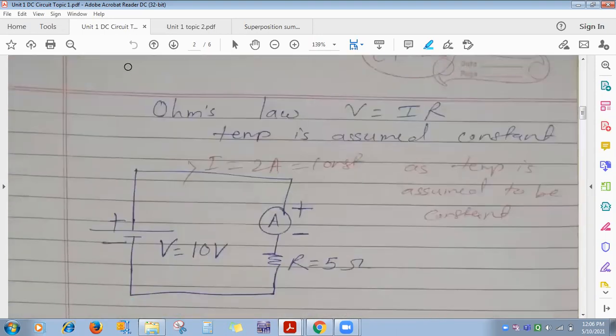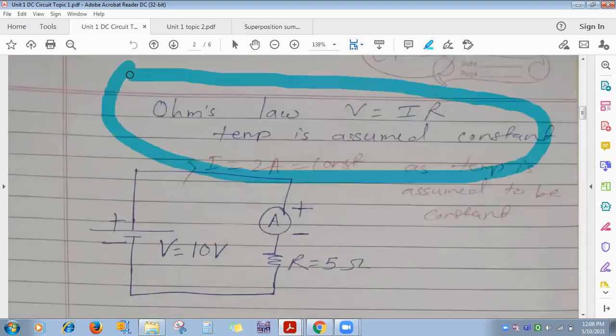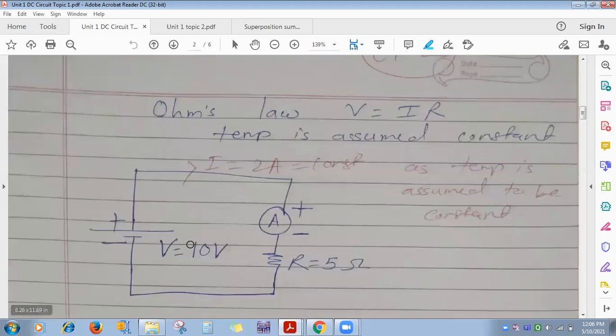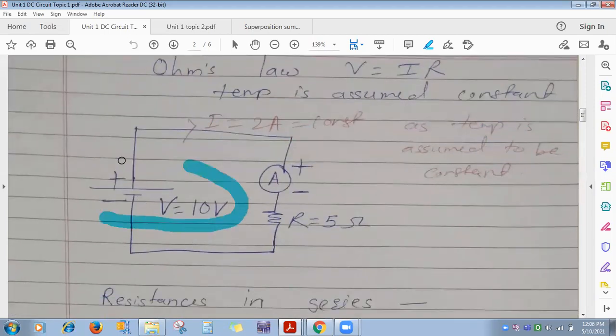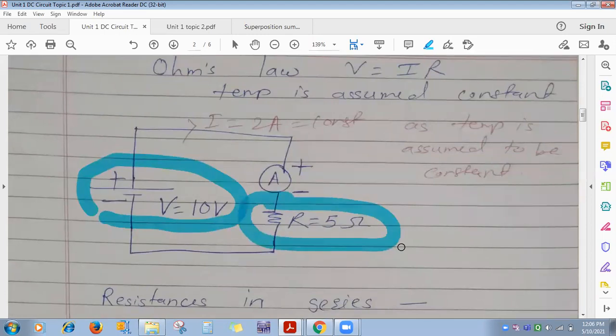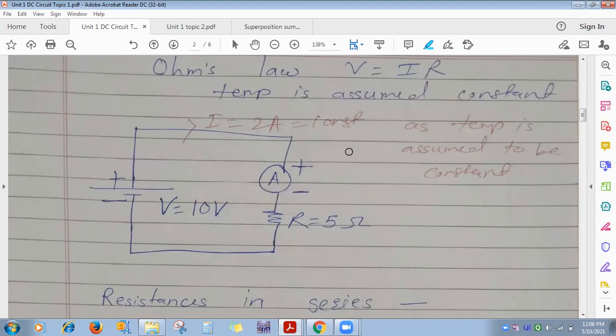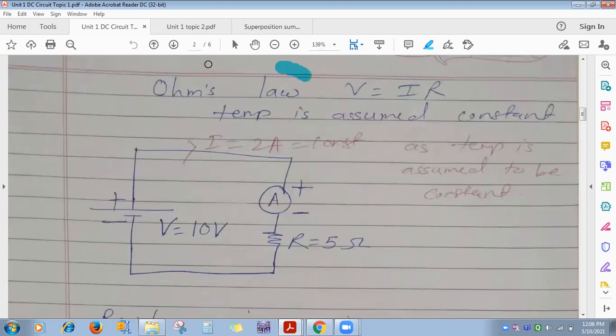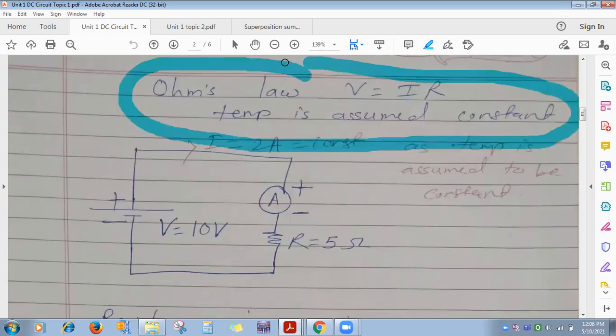Ohm's law, V is equal to IR. Just now I told you that you can apply Ohm's law to this circuit. See, a voltage source of 10 volt and a resistance of 5 ohm. You can apply Ohm's law here because it's a linear circuit. MCQ question: Ohm's law is applied to linear circuit, non-linear circuit, or both? Which one is the correct option? Linear. So for linear circuits you can apply Ohm's law, V is equal to IR, with temperature assumed constant.